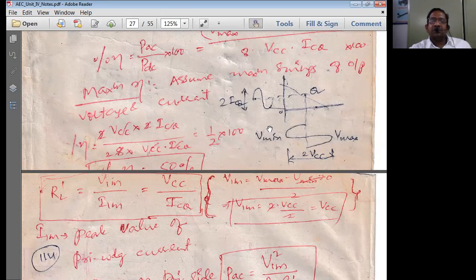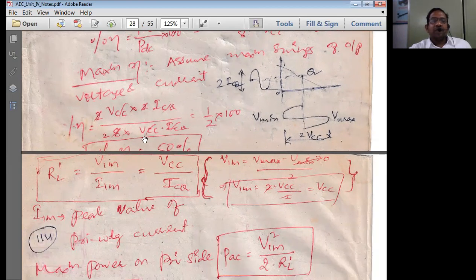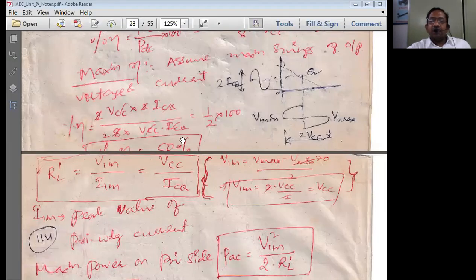Vmin is equal to 0. Similarly, Imax is equal to 2 times ICQ, and Imin is equal to 0. So in this equation, Imin is 0, Vmin is 0, Vmax is equal to 2 times VCC, and Imax is equal to 2 times ICQ. When we substitute the same values here, we get efficiency as 50%. That means this is close to the ideal value, which is normally required for effective transmission of signal from source to the destination.